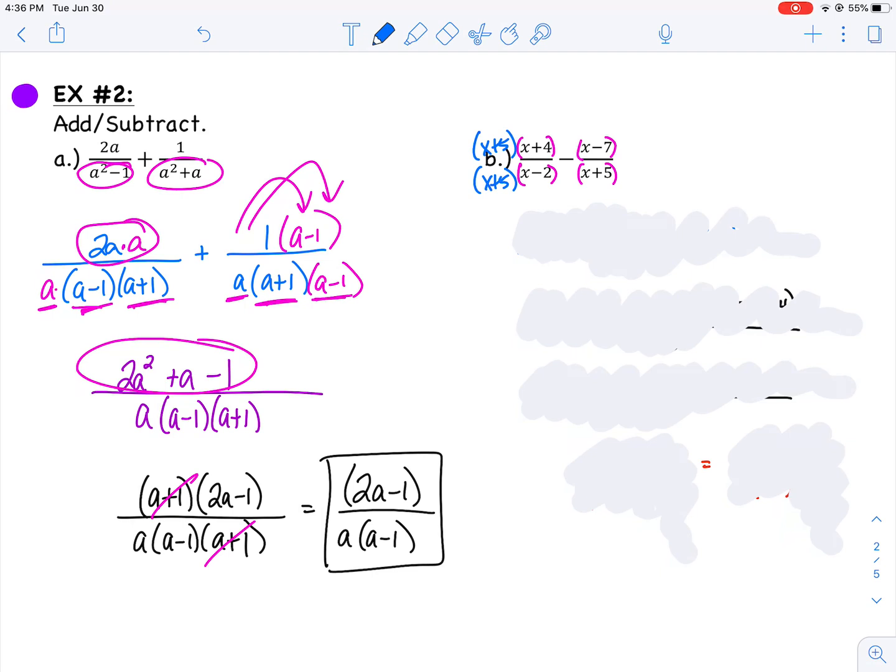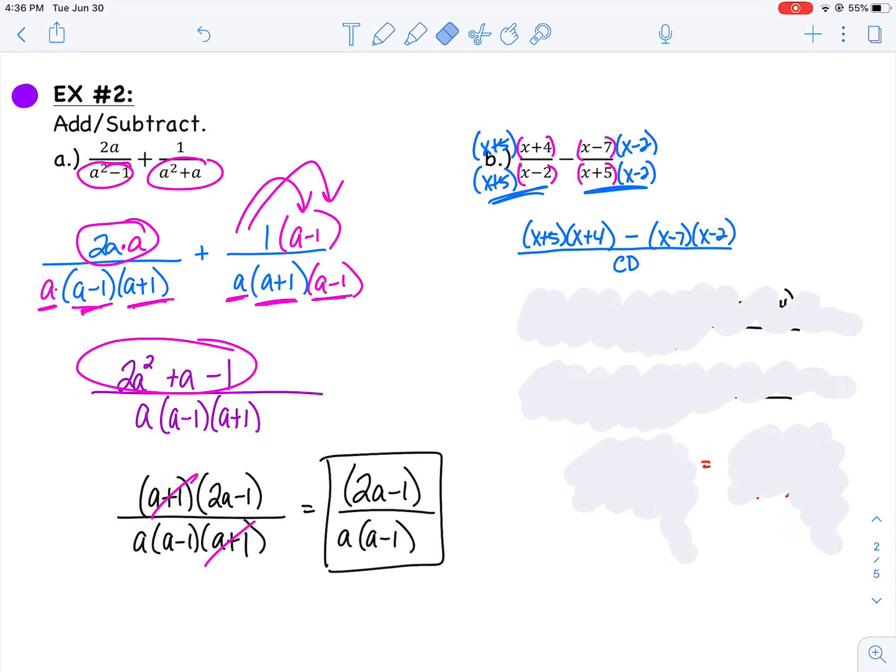What is the second fraction missing that the first fraction has? It looks like it needs an x minus 2. Let's multiply both the numerator and the denominator by an x minus 2 to keep it balanced. And now I have common denominators. Now that I have common denominators, I should be able to combine those fractions into the same common denominator. You see what I did there?